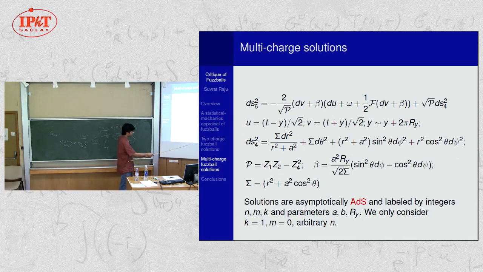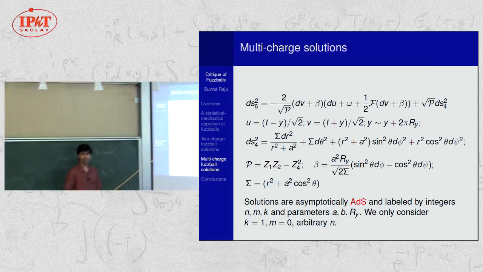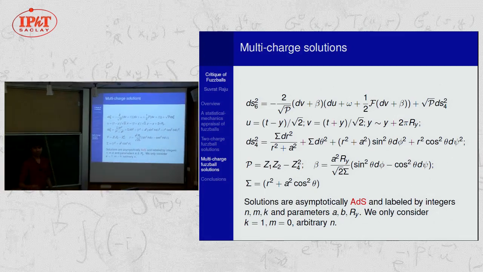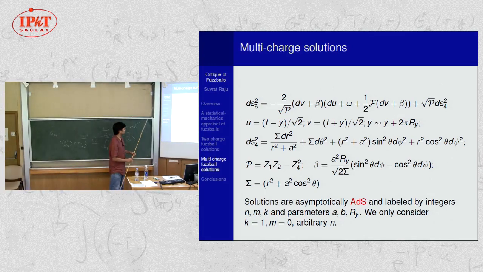We'll actually consider only some subset of these solutions, which are the solutions which have k equal to 1, m equal to 0, and arbitrary n. The reason we look at this is because these were the solutions for which the metric was given explicitly in the first paper. Yusuf was very kind to send us a description of the metric for more general values, but that involved solving some complicated differential equation to get the metric. So I think we'll restrict ourselves to this set of parameter space.